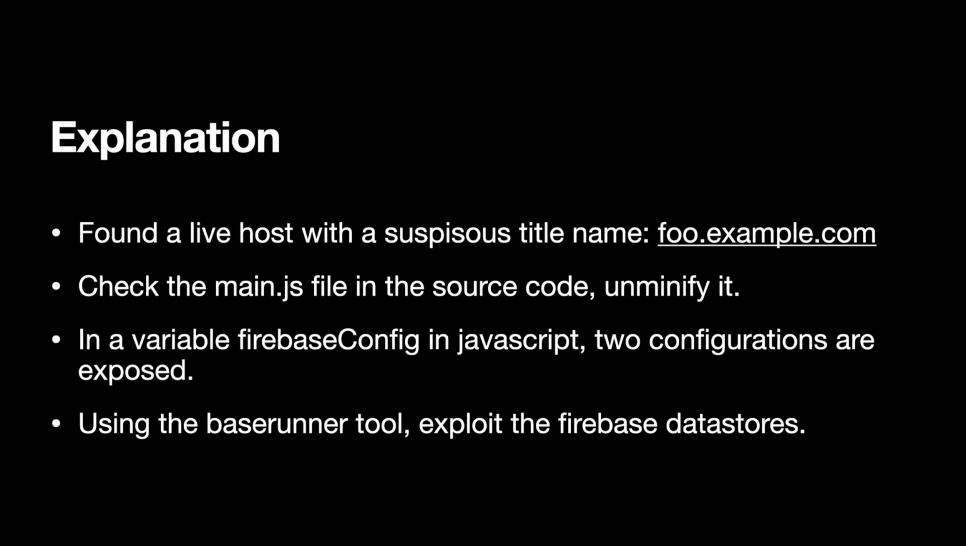So I found a live host with a suspicious title name, suppose let it be foo.example.com, and when I checked the main.js file in the source code, it was completely minified. So I unminified it, and after this there was a variable present in that JavaScript content by the name firebaseConfig. With that same variable name, there are actually two configurations which are exposed. So using the Baserunner tool, I was able to exploit the data source. So let's see after this how it worked.